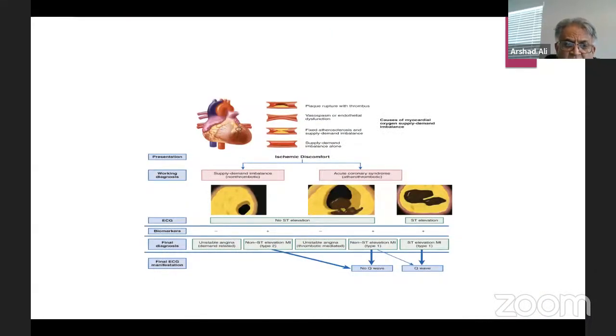This is, once again, some more description of the same phenomena, whether you go from unstable angina to ST elevation MI, and it really depends on how much acutely thrombus has developed and how much occlusion is present in the respective coronary artery. That will determine whether you get unstable angina, non-ST elevation MI, or ST elevation MI. And once again, it's very important to remember that any one of these can result in ventricular fibrillation and sudden cardiac death.